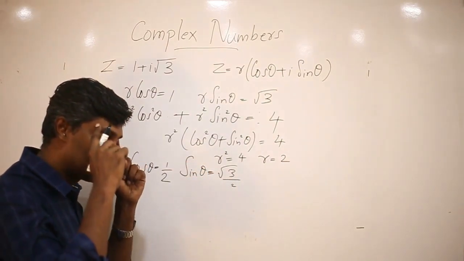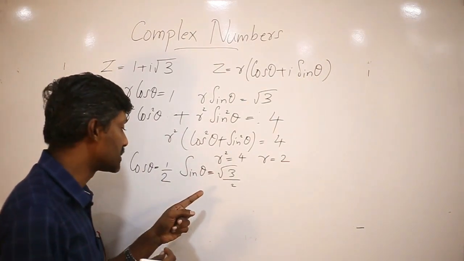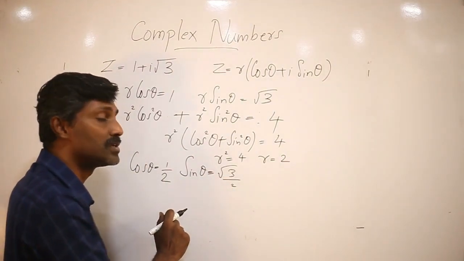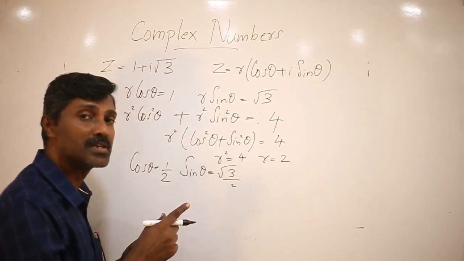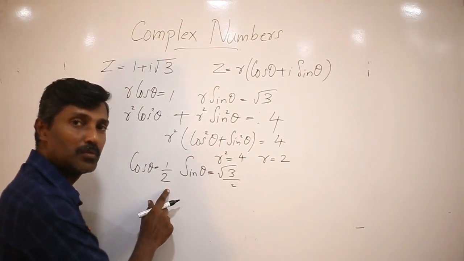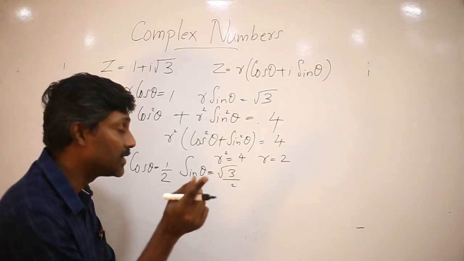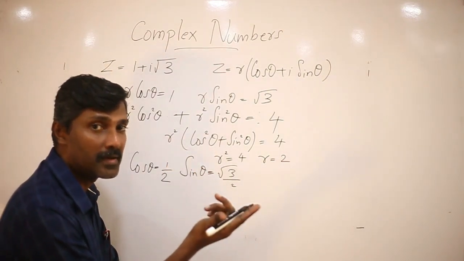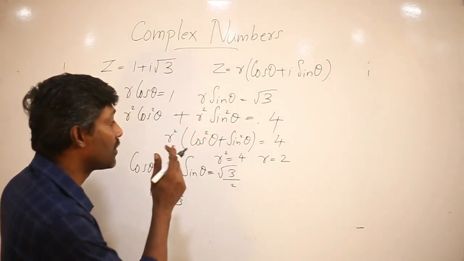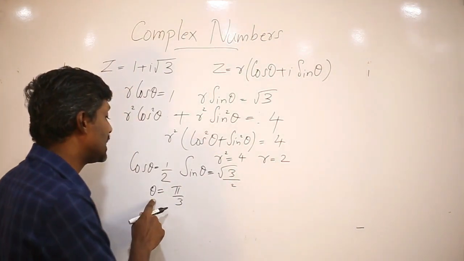Now, you need to remember the table of the angles of sine and cos to understand which angle satisfies these values. Cos theta is equal to half and sin theta is equal to root 3 by 2. Which angle theta satisfies these two equations? Cos 60 is 1 by 2, sin 60 is root 3 by 2. So theta is 60 degrees, or in radians, pi by 3. We always write in radians in the polar form. So I got r as 2 and theta as pi by 3.